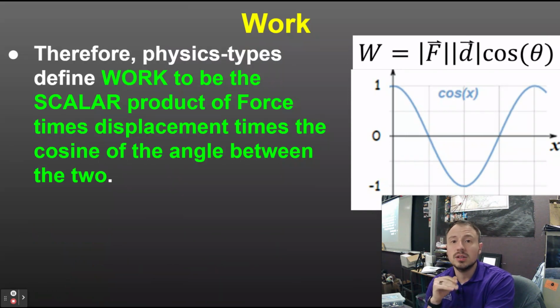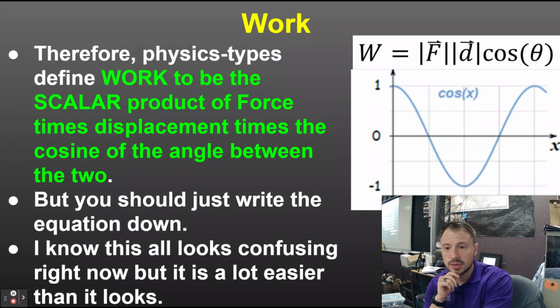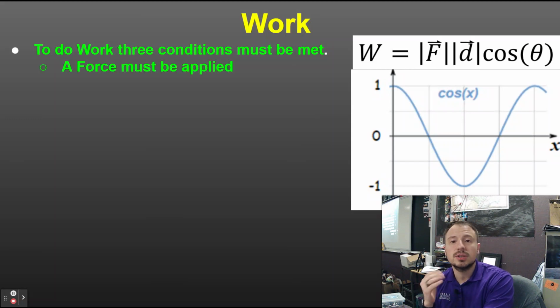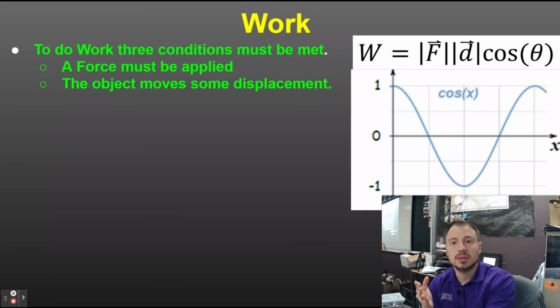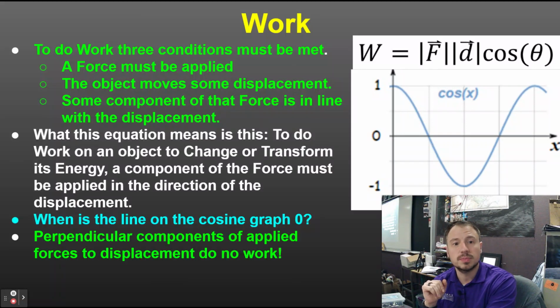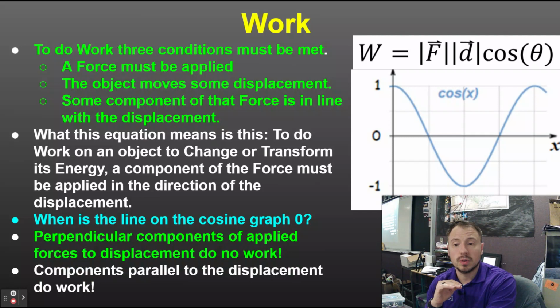Now, work is a scalar product of force times the displacement times the cosine of the angle between those two. So you have to have three conditions met in order for work to be done. Number one, a force must be applied. Two, the object must move some displacement, and three, some component of that force is in line with the displacement. So perpendicular components of applied forces to displacement do no work.